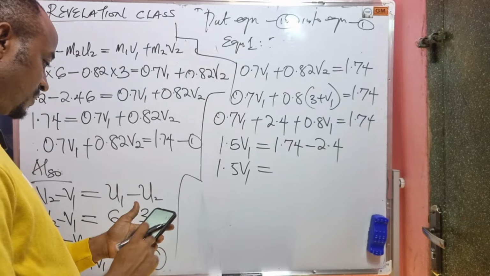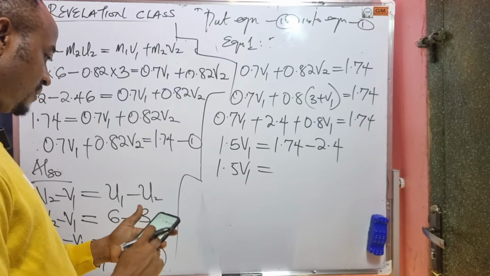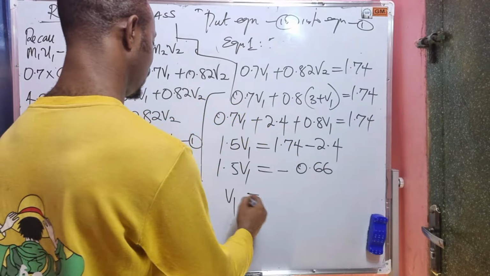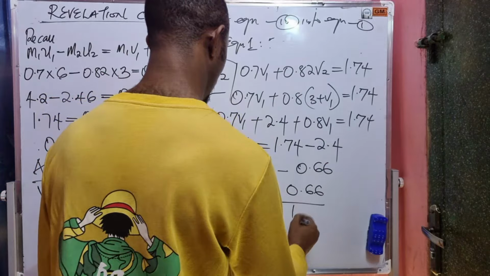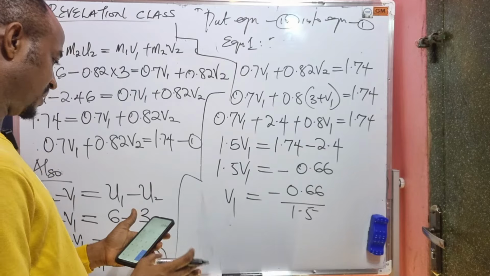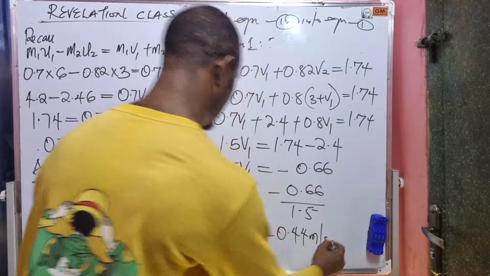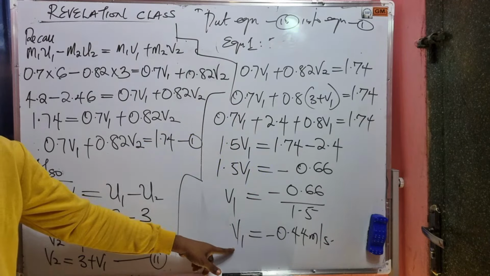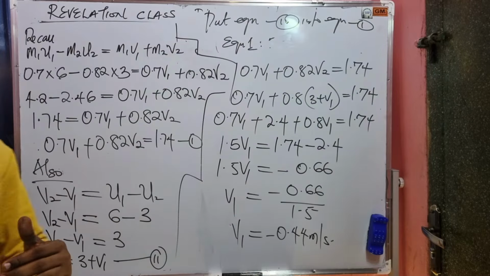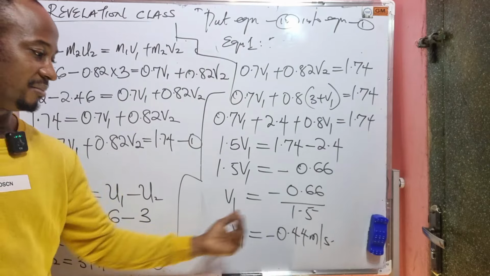1.74 minus 2.4. This is about minus 0.66. So my V1 then becomes minus 0.66 divided by 1.5. This is about V1 equals minus 0.44 meters per second. So that means the first mass rebounds. There's a rebound after collision because we are told that they both move in different directions. So the direction of V1 is the negative side. This is the rebound speed, right?